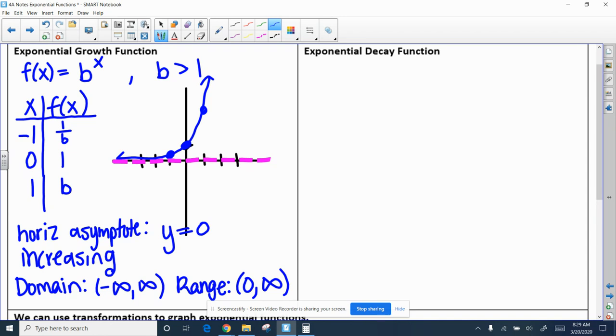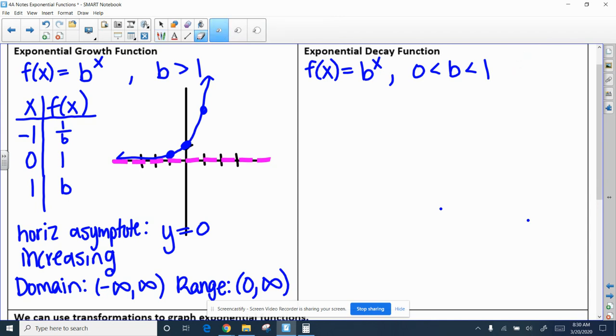Now, an exponential decay function, there are two ways to write an exponential decay function, but usually we'll see it and it'll look the same. f of x equals b to the x power, but this time b is a number between 0 and 1, meaning that it's a fraction or a decimal.